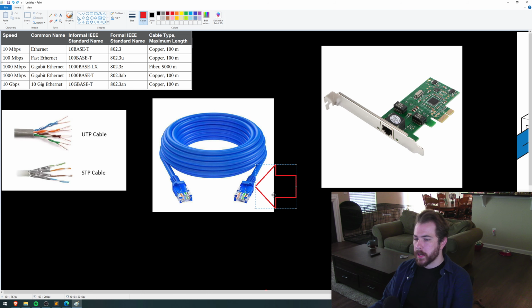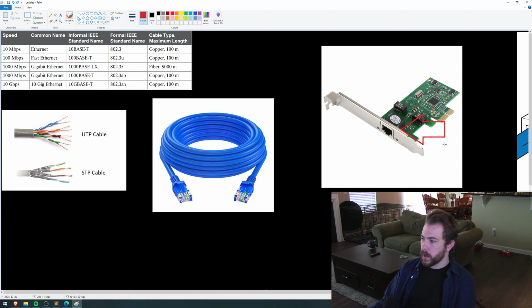Another interesting point to make note of is the connection at the end here. This is the male connection for an Ethernet cable. It's referred to as an RJ45. That is just the physical connection for this right here. This is going to be a female RJ45 to be able to connect in and out of. And that's pretty much it.